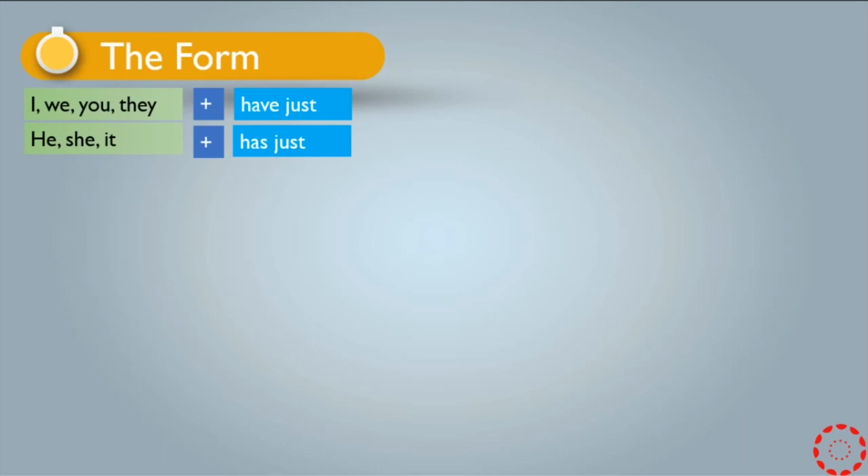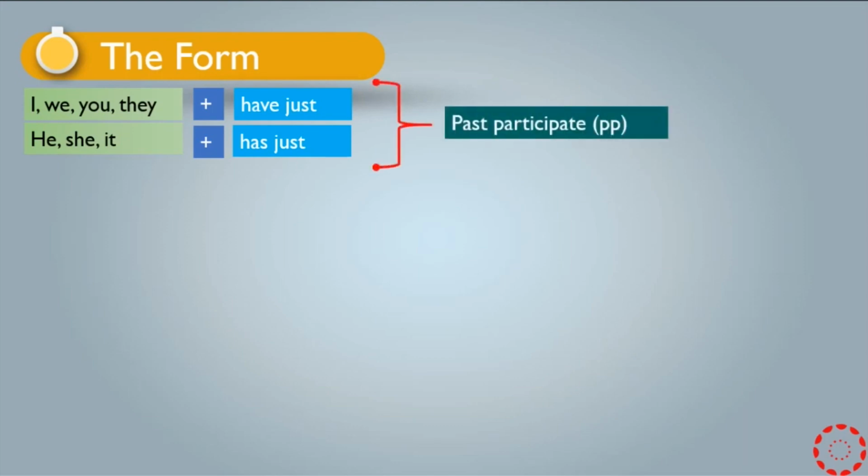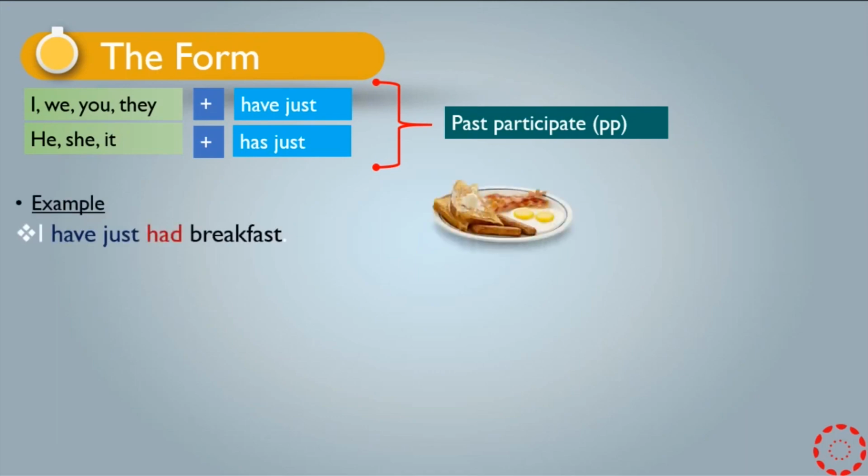For example, we don't say I have had just, or put just after the complement. Just has to come with have or has. Both of them are followed by the past participle, or we can say the third form of the verb, either with ed or by changing the structure of the verb. For example, I have just had breakfast.